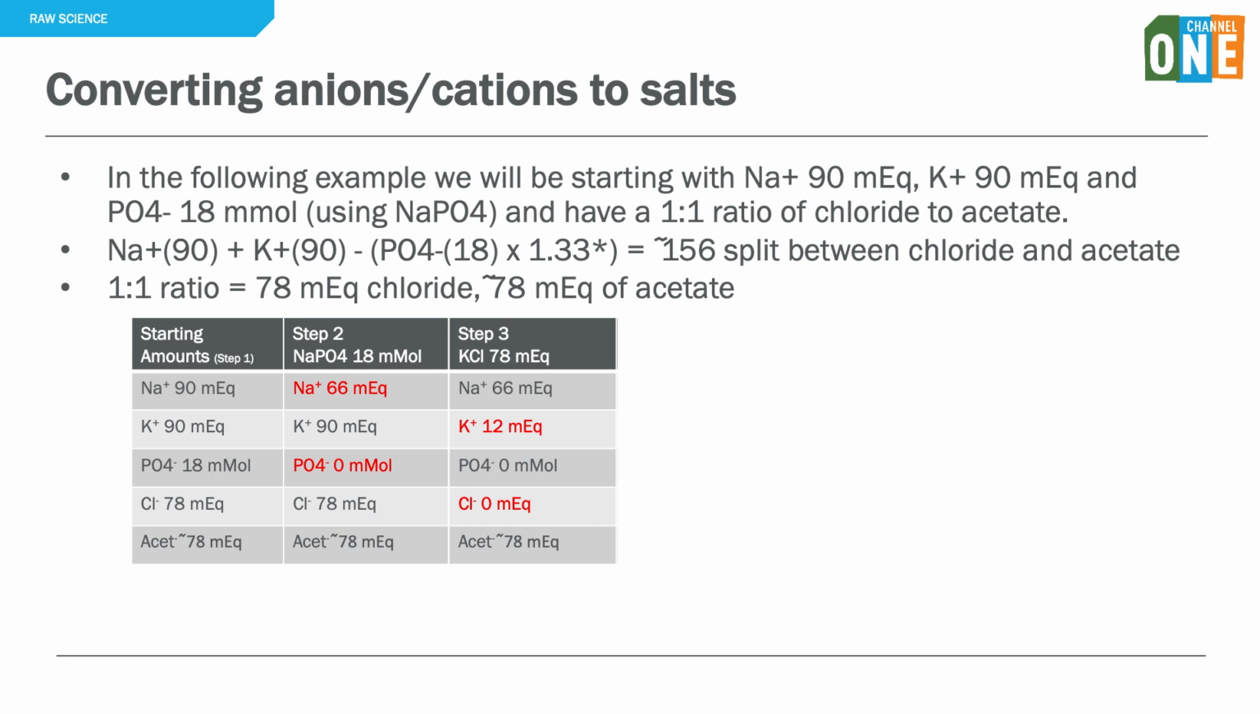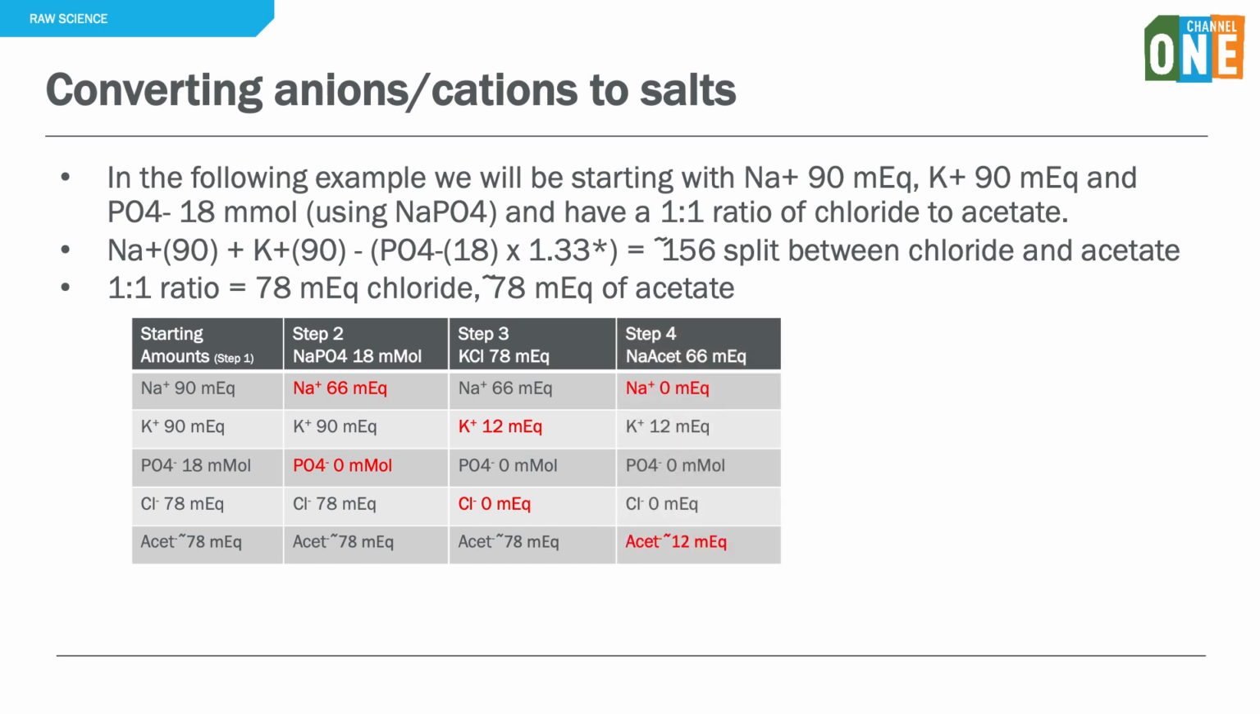The next step I chose was sodium acetate, 66 milliequivalents. There are 66 milliequivalents of sodium and 78 milliequivalents of acetate. So this left 12 milliequivalents of acetate. The next step was to add potassium acetate, 12 milliequivalents. So this leaves all of the electrolytes balanced.